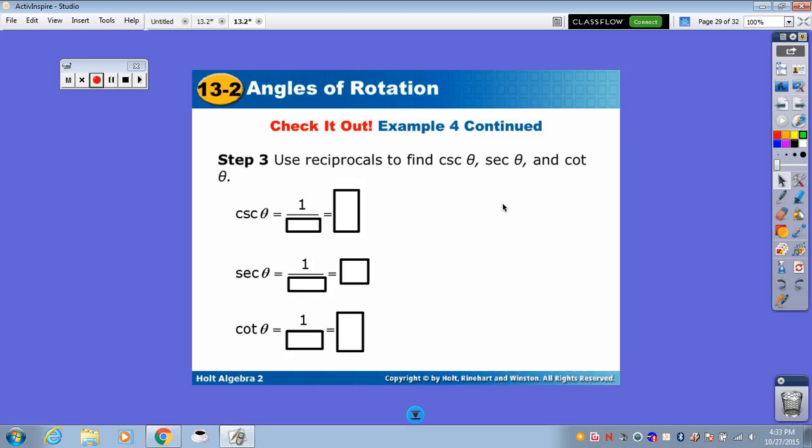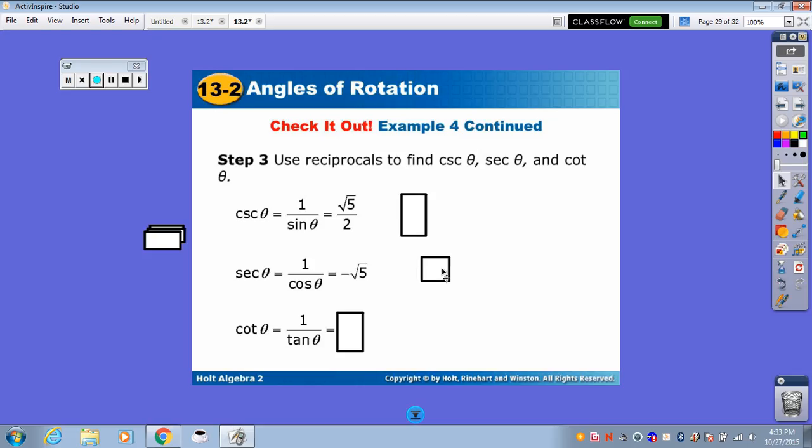Using the reciprocals to find our cosecant, secant, and cotangent, cosecant with sine, secant with cosine, and cotangent with tangent gives us the following ratios as their reciprocals. Again, no need to rationalize any denominators on this side.